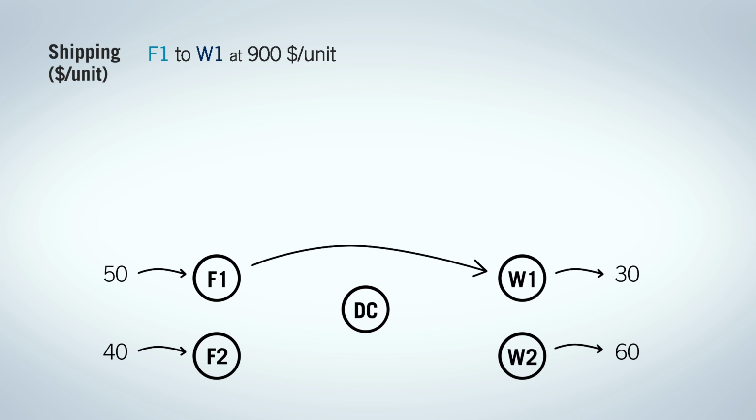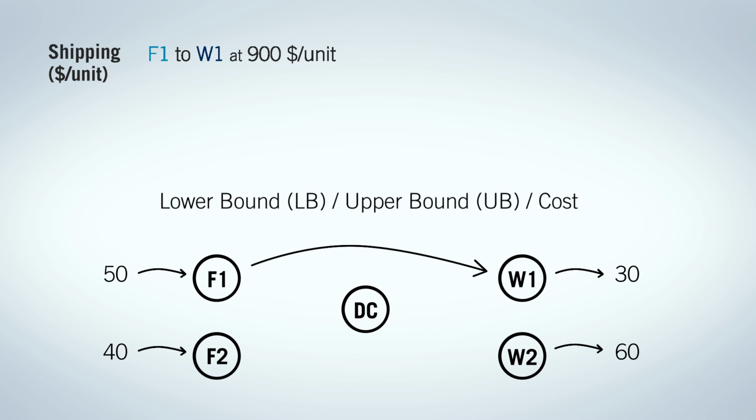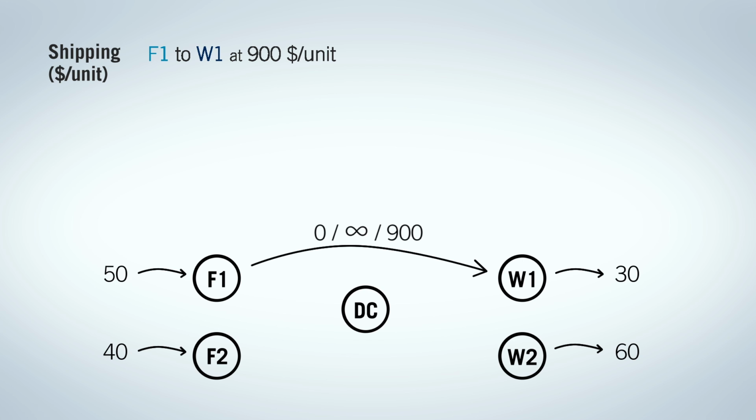Now every arc, we will have a rule. Every arc gets labeled with 3 different quantities. The flow has to be between a lower bound, and then a slash, an upper bound, a slash, and then some cost information. So if we take this arc from F1 to W1, we're going to label it as 0 as the lower bound, infinity as the upper bound, because there is no bound given. And it costs $900 per unit that flows along here. So we have added all the information for the flow from F1 to W1.